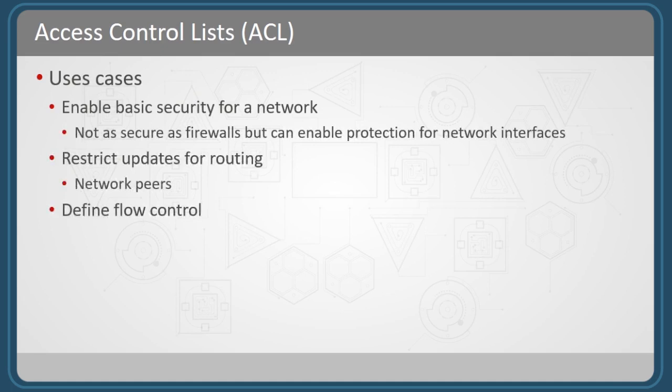So in terms of use cases, you can enable basic security for a network using ACLs. They aren't as secure as firewalls, but you can enable protection for those network interfaces, and it's another layer of protection. You can restrict updates for routing from network peers. You can explicitly state that any given router should only accept updates from these specific routers. So you can ultimately help to define the overall flow of traffic in your network environment.